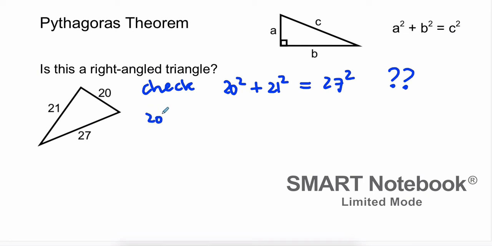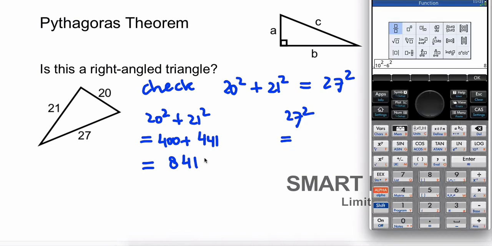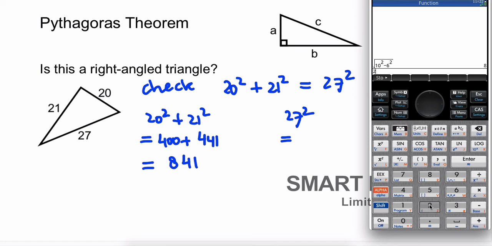Let's check first what the value is of 20 squared plus 21 squared. Okay, so 20 squared plus 21 squared is 400 plus 441. So then I will have 841. Okay, and then 27 squared. If you know it is easy, and otherwise we are just going to check. 27 squared is 729.